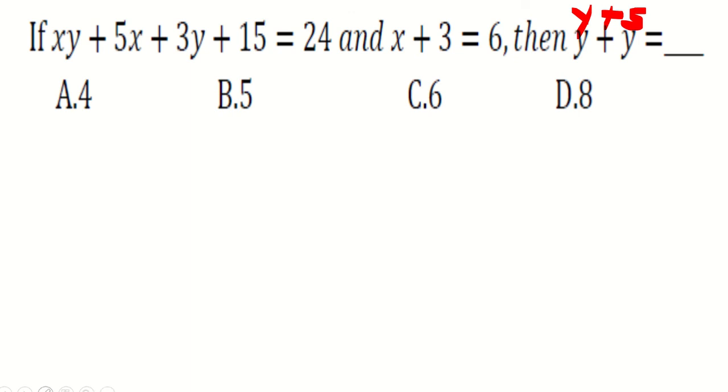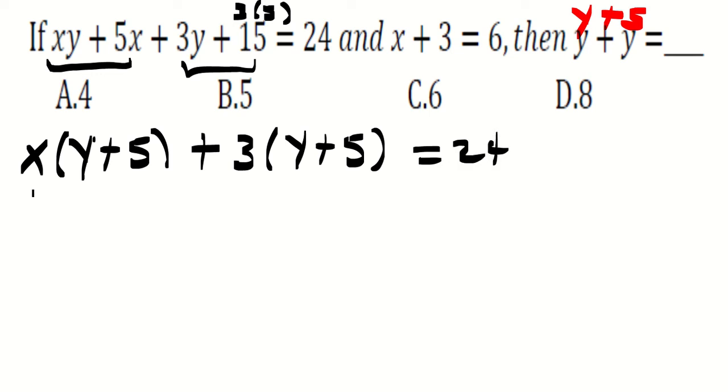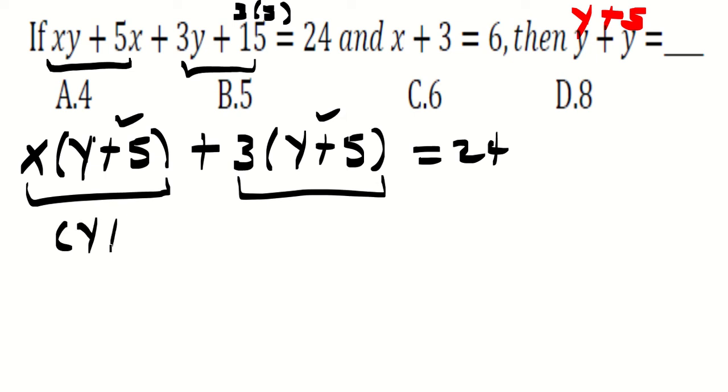So what we can do here now, let's try to group the two together and see the common, and the other two together and observe the common. What's common here? X. Take out the x as a common, so what is left? Y plus 5 left. Plus, for these two, what's common is 3. Then what is left? Y plus 5, because 15 means 3 times 5, so the 3 taken out means y and 5 left here. This is equal to 24, given. And again observe here what's common for these two. It's y plus 5 that is common, take it out, and what is left here? X left plus 3 left, is equal to 24.